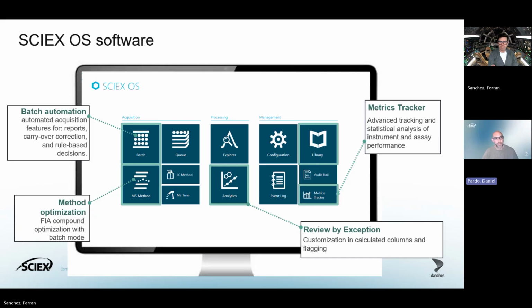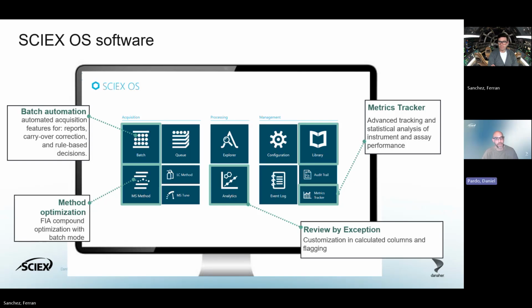I'd like to call to your attention to some really unique capabilities within SCIEX OS. Moving from left to right on my screen, you'll have batch automation, which is something that many of our customers have striven for and asked for, especially as they've moved into more lean environments or having reduced staff or headcount. So we have automated acquisition features, including reporting, carryover detection, and other capabilities that we'll get into in more detail. We also have method optimization beyond just your traditional standard single compound optimization to include a guided automated compound optimization that we will go into greater detail on.